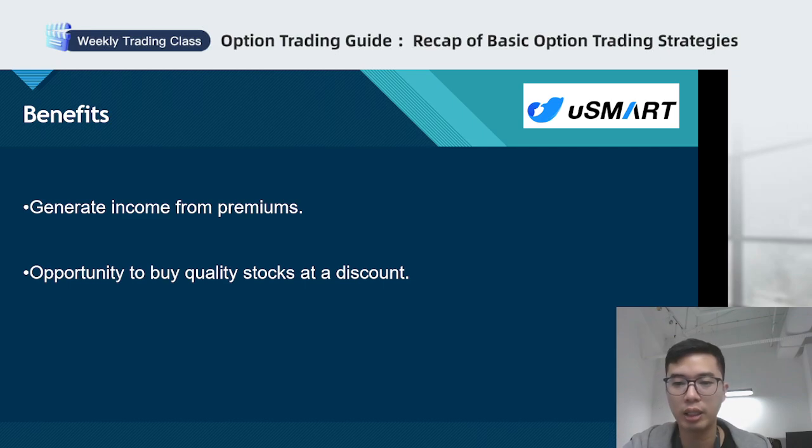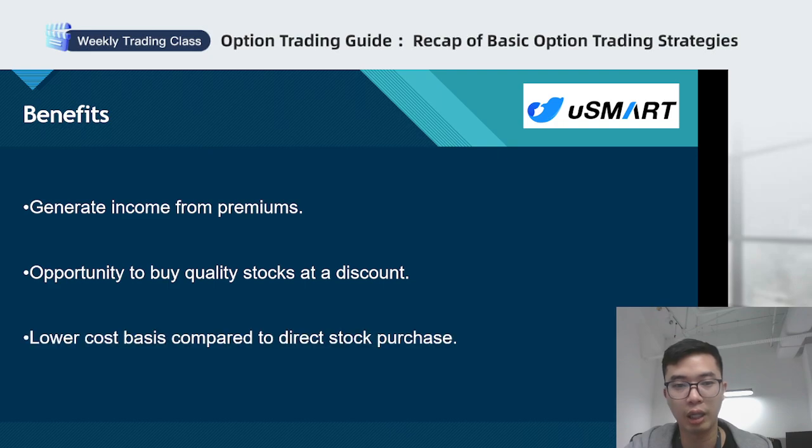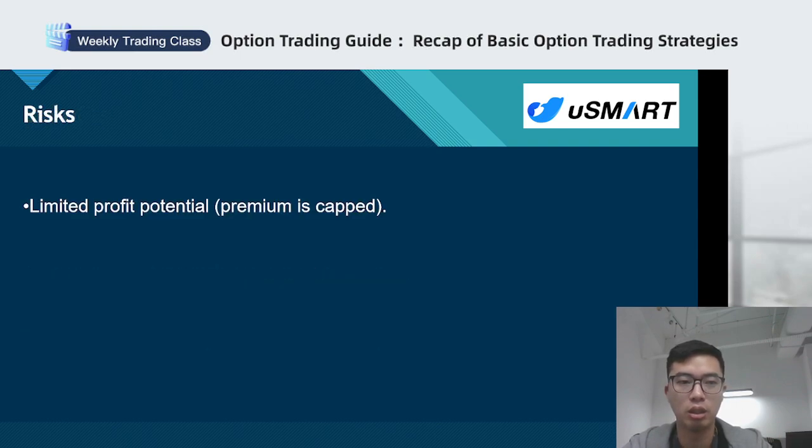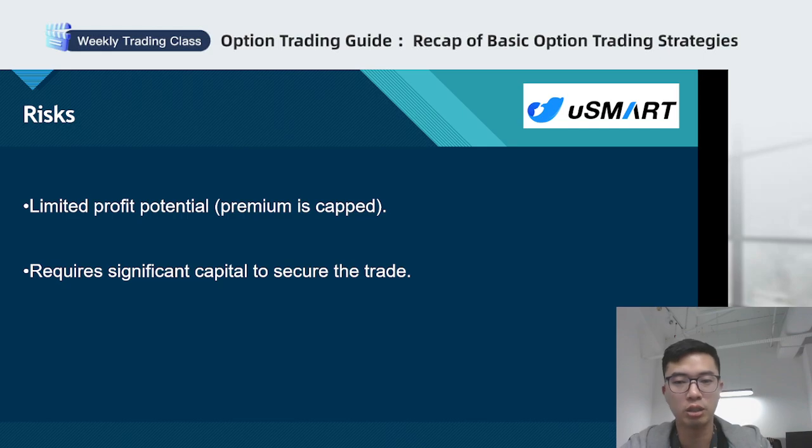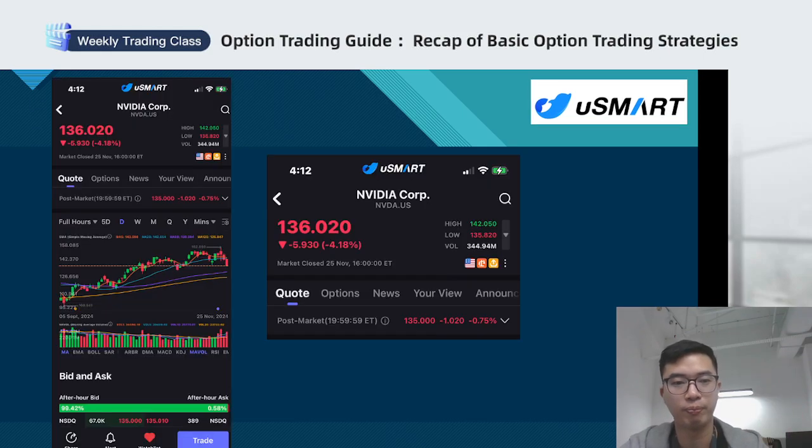The benefit is more or less the same as the sell covered call, which is to generate income from premiums and the opportunity to buy quality stocks at a discount. And because we keep receiving the premium, we get a lower cost basis compared to directly purchasing the stocks. The risk is that the profit potential is limited, and because our plan is to buy at a certain price, it requires significant capital to secure the trade. Yes, because you need to prepare a lot of cash, as you need to buy at least 100 shares.